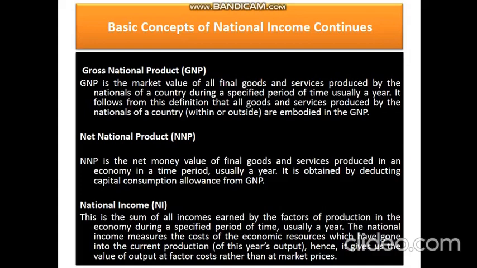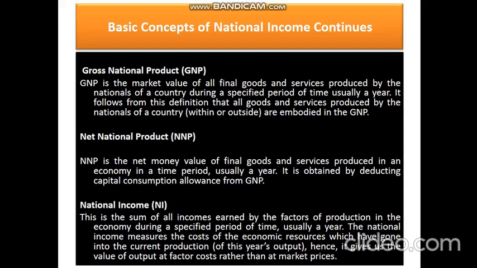Gross national product, GNP. GNP is the market value of all final goods and services produced by nationals of the country during a specified period of time, usually a year. It follows from this definition that all goods and services produced by the nationals of the country, within or outside, are embodied in the GNP.